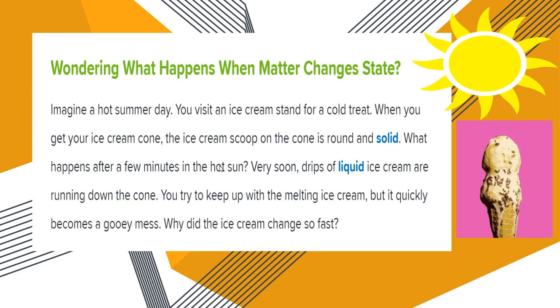Wondering what happens when matter changes state? Imagine a hot summer day. You visit an ice cream stand for a cold treat. When you get your ice cream cone, the ice cream scoop on the cone is round and solid. What happens after a few minutes in the sun? Very soon, drips of liquid ice cream are running down the cone, just like in the picture. You try to keep up with the melting ice cream, but it quickly becomes a gooey mess. Think about this. Why did the ice cream change so fast?